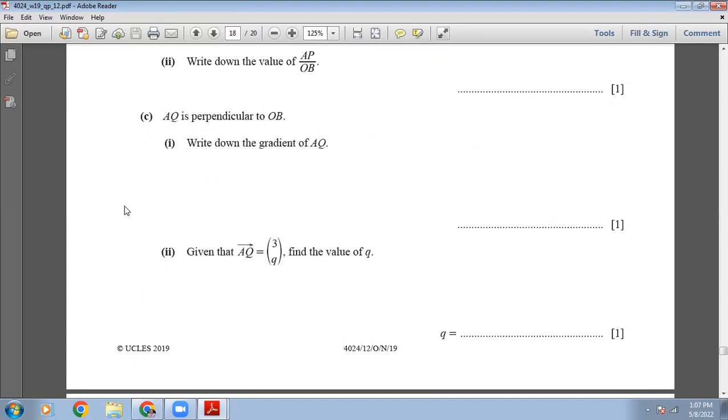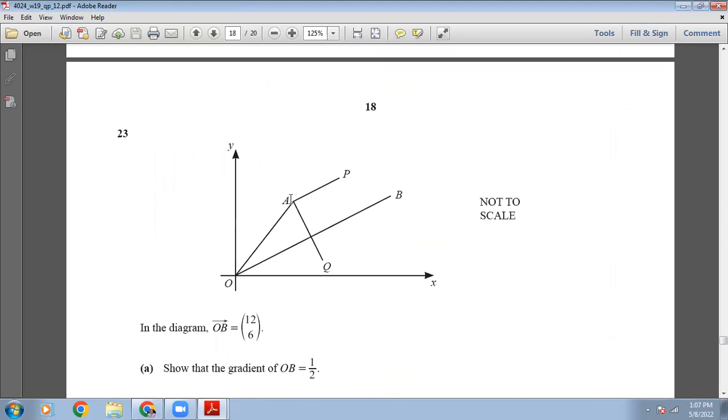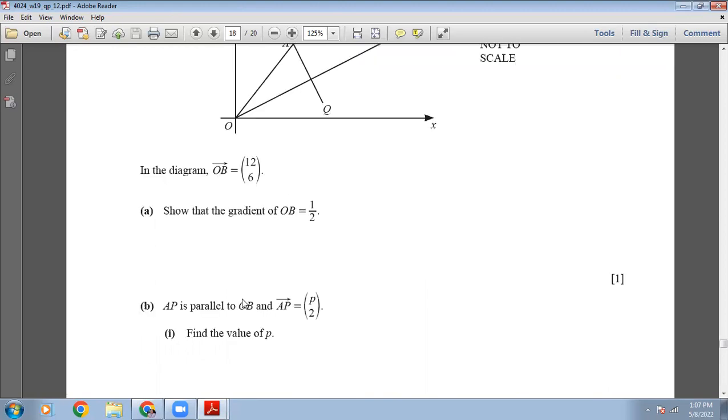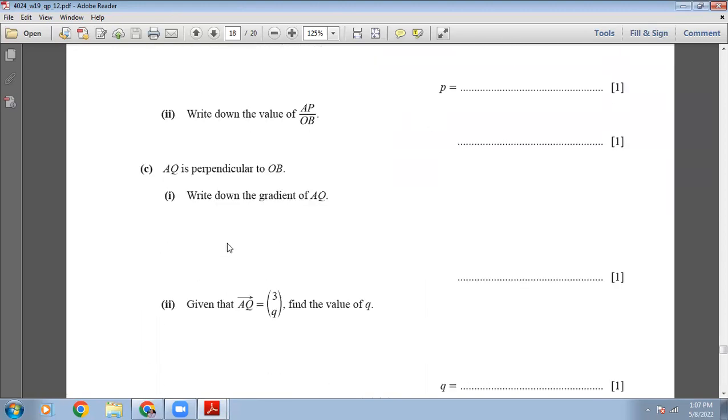So AQ is perpendicular to OB. They are talking about AQ. So this AQ is perpendicular to OB, so this angle here is 90 degrees. He says write down the gradient of AQ. We know the gradient of OB, that is 1/2. For two lines which are perpendicular to each other, the product of their gradients is equal to -1. So the gradient of the line perpendicular to OB will be the reciprocal and negative of the gradient of OB. Very simple, thumb rule.